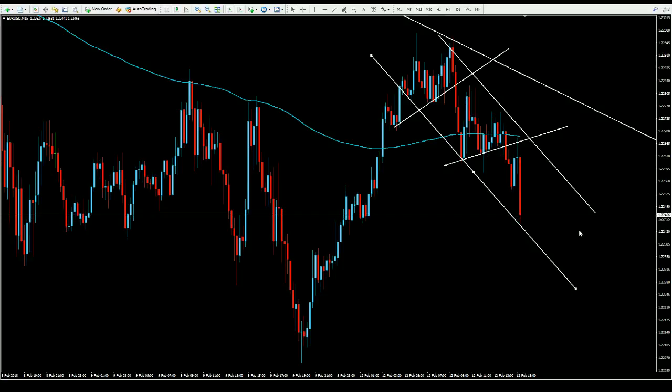So I love these patterns to trade on binary especially, but also FX, but it works on pretty much any type of trading.